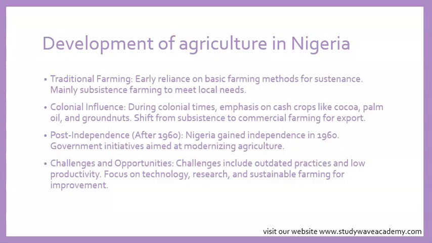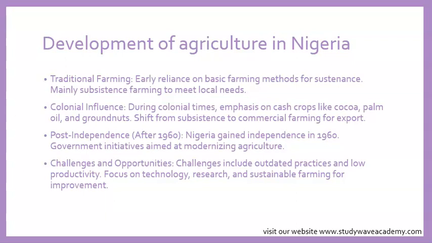Do we understand? Development of agriculture in Nigeria. In Nigeria, people used basic methods for survival first. Then colonizers introduced cash crops like cocoa. Then it shifted from just feeding families to growing crops for sale. When Nigeria gained independence in 1960, efforts were made to make farming more modern. Then they faced problems like bad farming practices, keeping to the old ways, and low productivity. But later on, they improved using better technology and smart farming. So Nigeria has developed in agriculture, right?